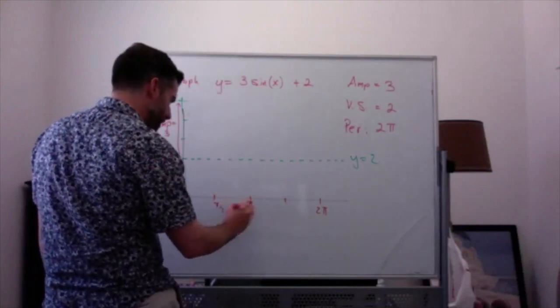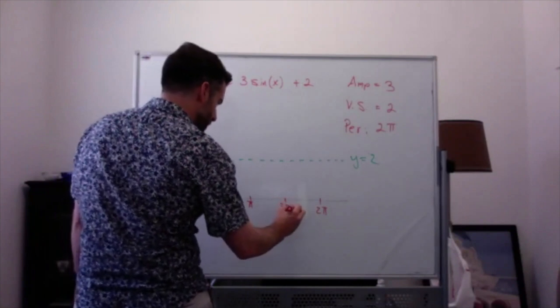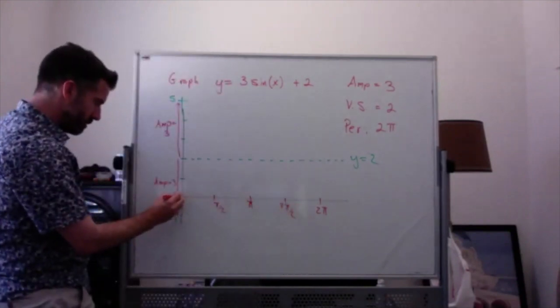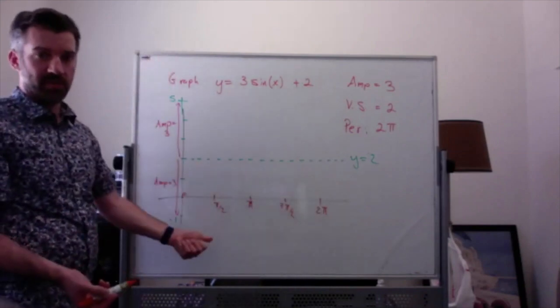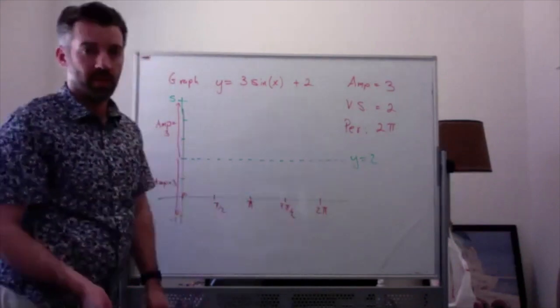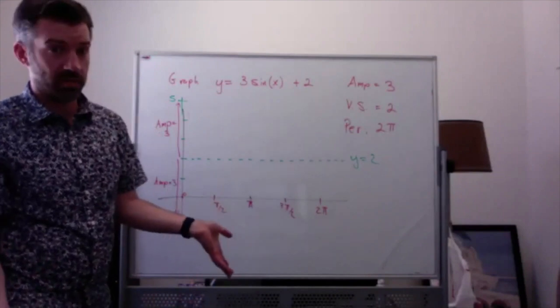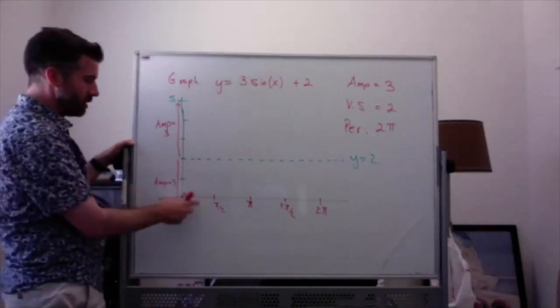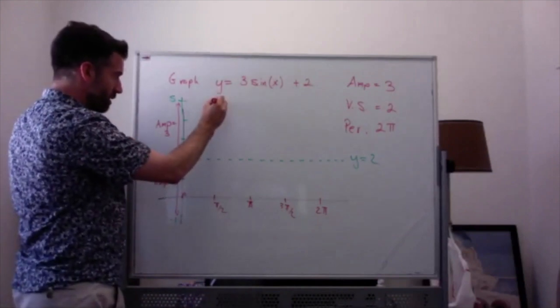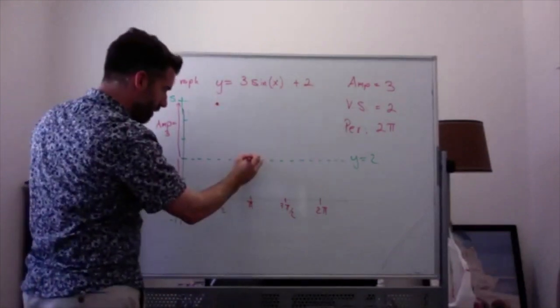So there are my 5 important x values: 0, pi over 2, pi, 3 pi over 2, and 2 pi. And then I'm just going to draw the usual sine graph. I'm going to start at the middle, go up to the top, then back to the middle, and then to the bottom.